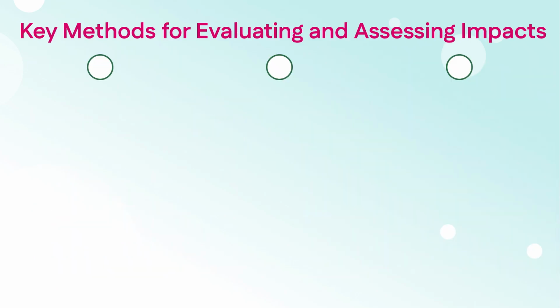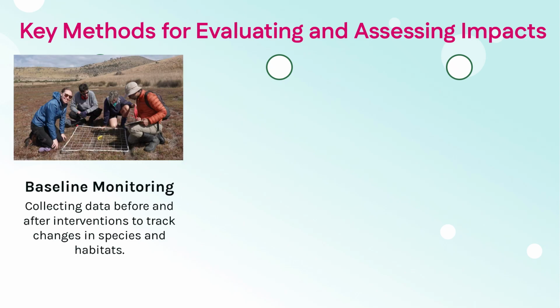There are several approaches for evaluating and assessing the impacts of NRM actions on biodiversity. Baseline surveys and ongoing monitoring. Collecting data before and after interventions tells us what's changing. We track species richness, abundance, and habitat condition, as required in most Australian environmental impact assessments.